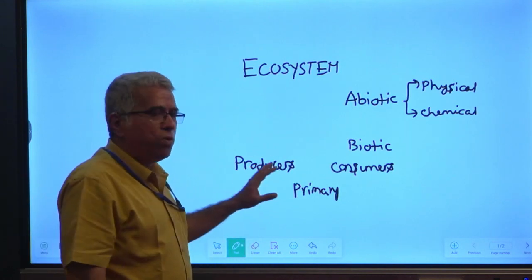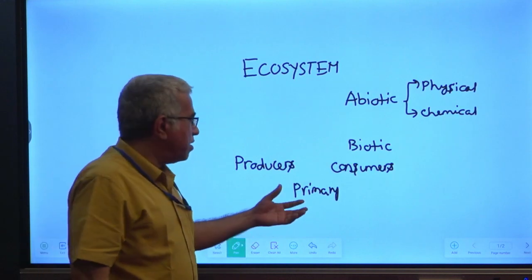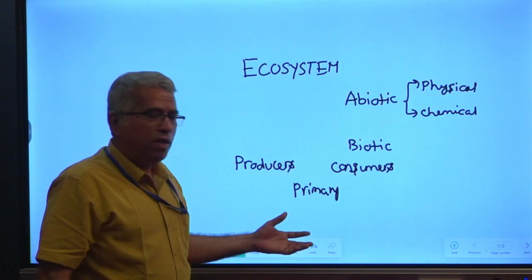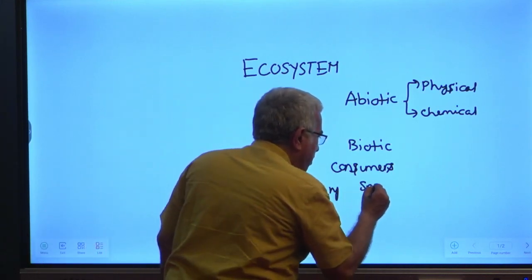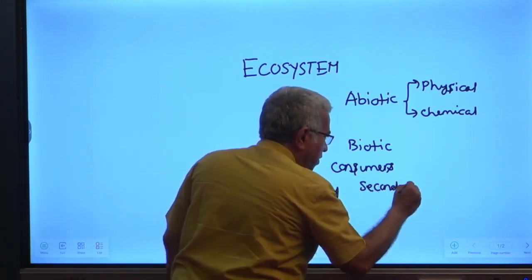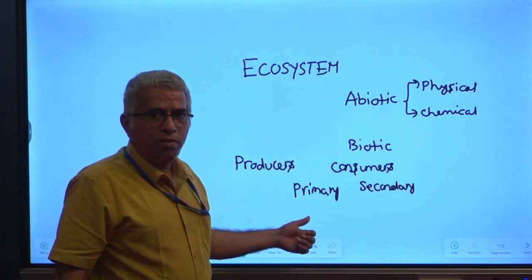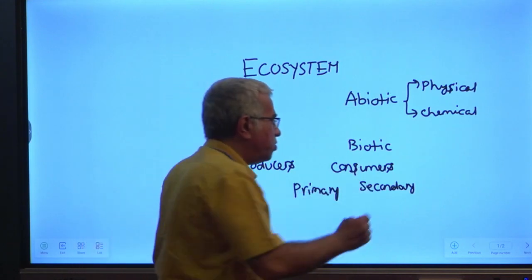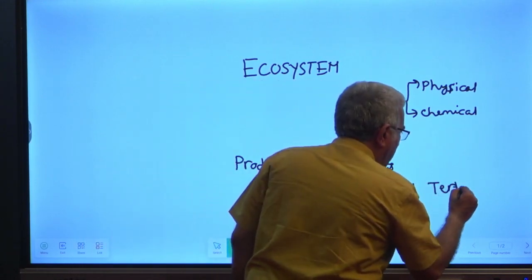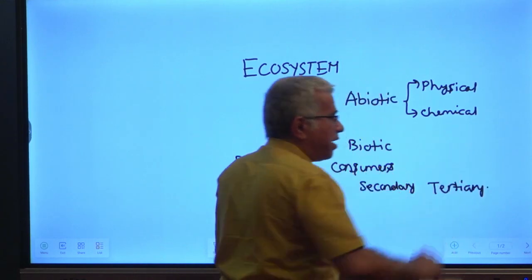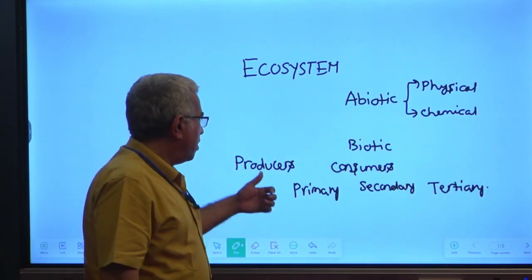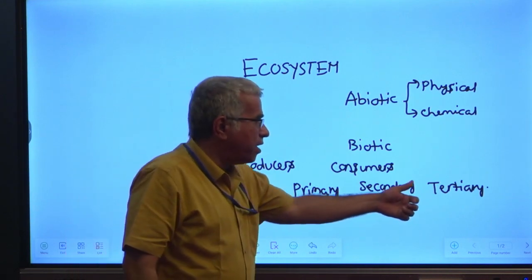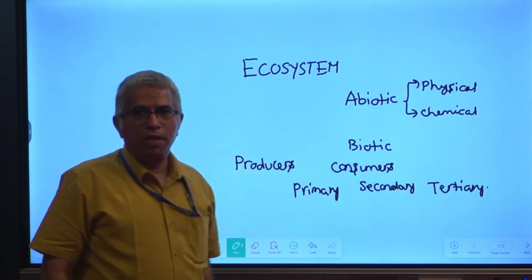That means they depend on the producers for energy. Normally, these primary consumers will get energy in the form of starch and cellulose. And those organisms which consume primary consumers are called secondary consumers. And those organisms which consume secondary consumers are called tertiary consumers. From this entire discussion, we can understand that primary consumers are herbivores, whereas secondary and tertiary consumers are carnivores.